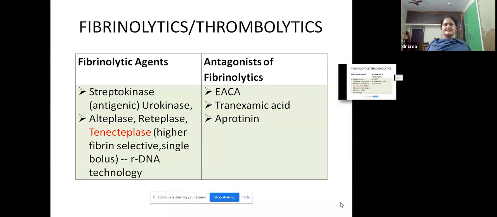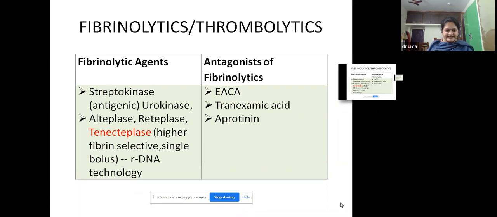So fibrinolytics and thrombolytics convert plasminogen to plasmin, leading to the lysis of the thrombi. The fibrinolytic agents are streptokinase, urokinase, alteplase, reteplase, and tenecteplase. Streptokinase is antigenic.